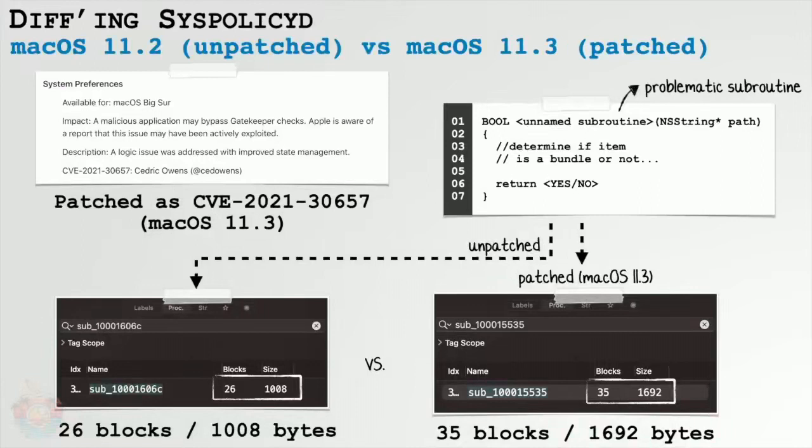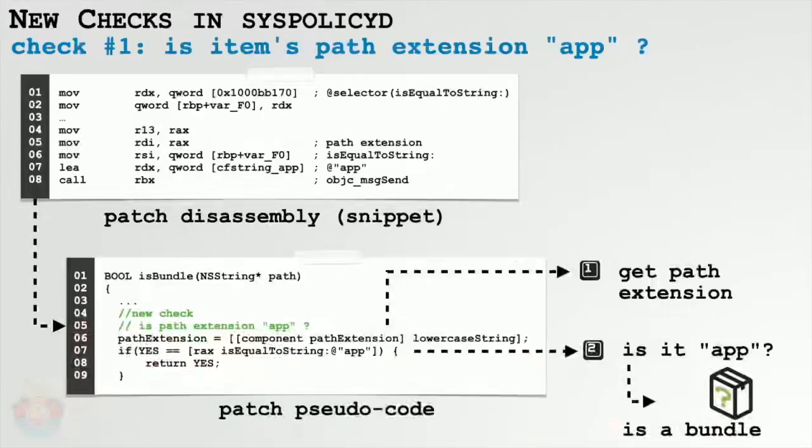The size has increased, which indicates new code, and the number of blocks, which are normally conditional control blocks, has almost increased by about 50%, which is indicative of new checks being added to a function. So this confirms that Apple did patch that unnamed subroutine that had misclassified the proof of concept application as not being a bundle when in reality it should. So now let's look at the fixes that they added to the patch.